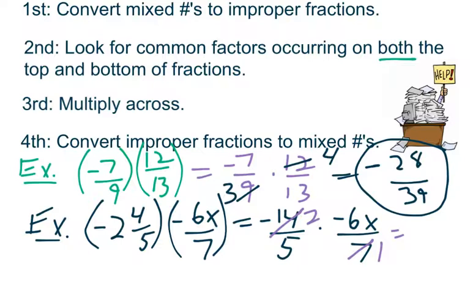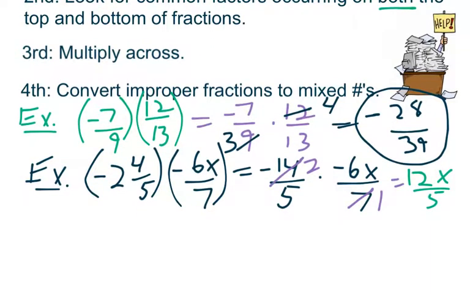So multiply across. 2 times 6x is 12x. And 5 times 1 is 5. But I need to make this into a mixed number, since it's an improper fraction. So 5 will go into 12 2 times, and then that equals 10, so 11, 12, there's 2 left over. So this equals 2, and 2 left over, all out of 5, x. And there's your final answer. 2 2/5 x.